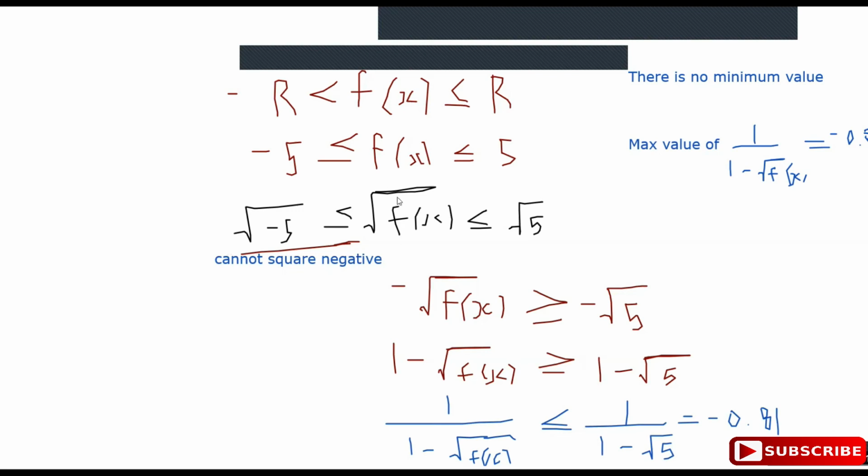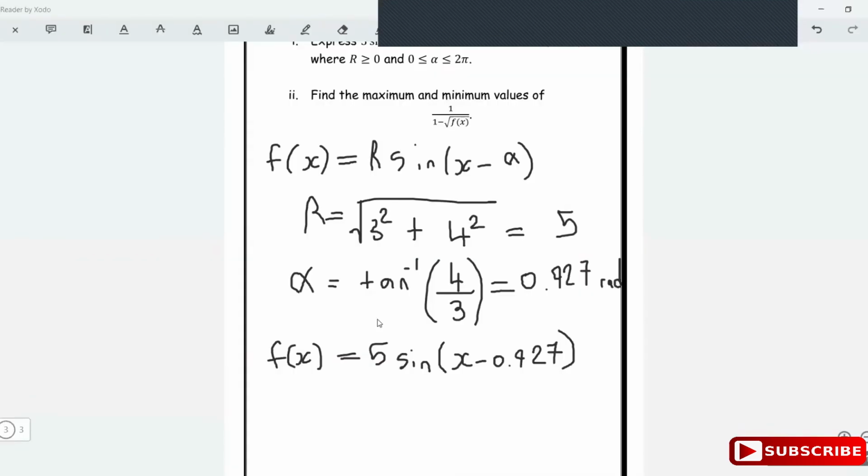So we can write it right here. There is no minimum value. Then we can write the maximum value. The maximum value is minus 0.81.